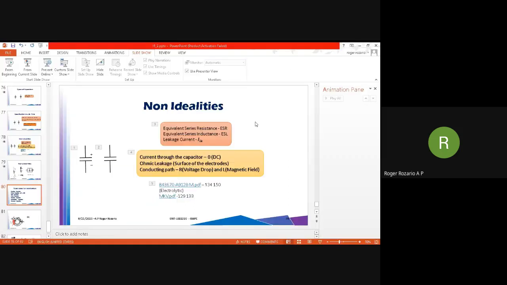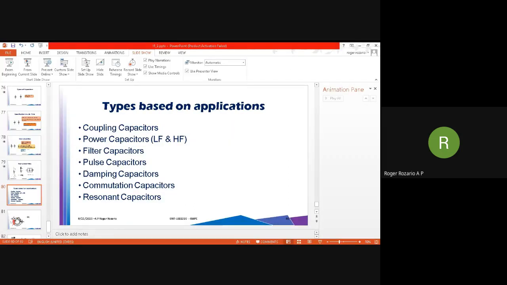So by this, I will wind up the class. I will just show you this data sheet and tell you how to find out the ESL, ESR, and the leakage current value, and then I will wind up the class.